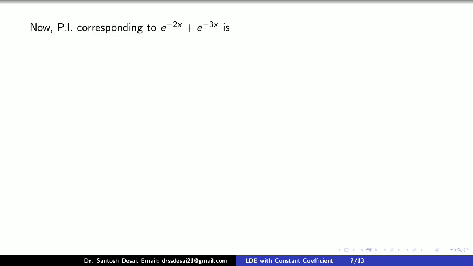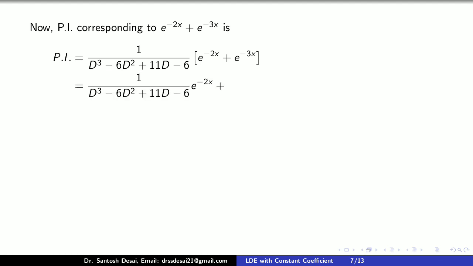Now we find the particular integral corresponding to e raised to minus 2x plus e raised to minus 3x. Now we know that the particular integral is nothing but 1 upon f of d into the given function. So 1 upon f of d, here d cube minus 6d square plus 11d minus 6, into the function X, which is e raised to minus 2x plus e raised to minus 3x. Now multiplying into that bracket, we get the terms 1 upon d cube minus 6d square plus 11d minus 6 into e raised to minus 2x plus 1 upon d cube minus 6d square plus 11d minus 6 into e raised to minus 3x.